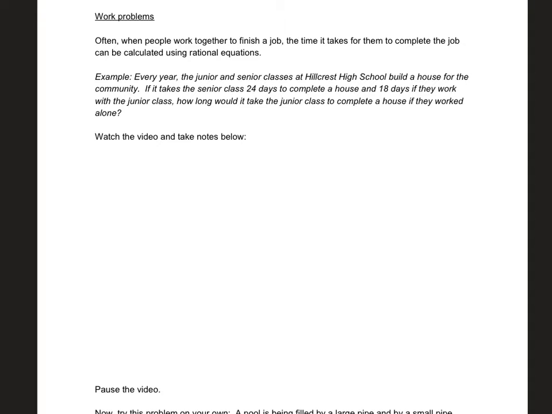So there's a couple of different ways of doing problems like this. Here's my favorite way of doing it. I like to think of this as the portion method. When I talk about the portion method, what I mean is that I want to know what portion of the job a person can get done in an hour.